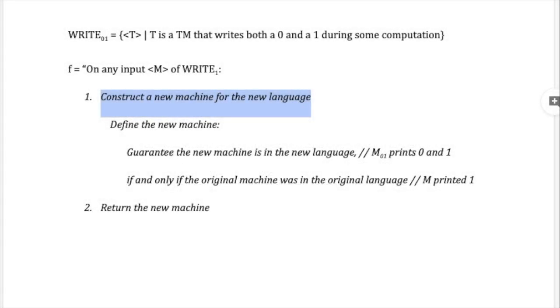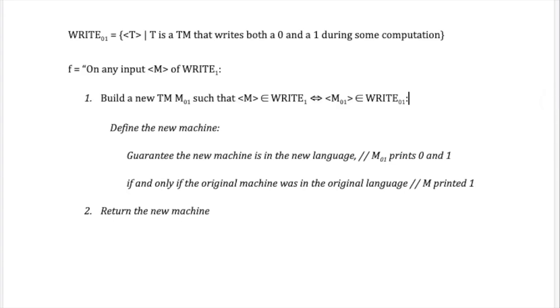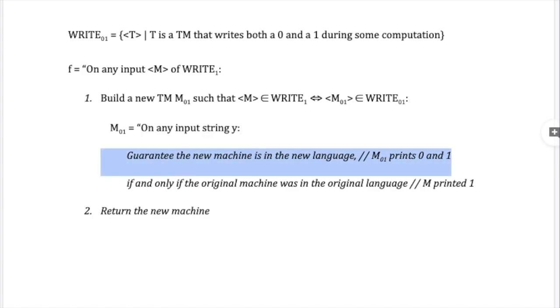So the first line of our proof is going to be pretty much the same as before. We're just going to say that we're constructing a new machine that follows the mapping reduction constraints. And now we can start constructing the machine. So the idea here is that we want M0 to print both a 0 and a 1. However, we know that if M prints a 1, all we have to do is also have M0 print a 0 at some point, and then it satisfies the constraint to be in right 0, 1.